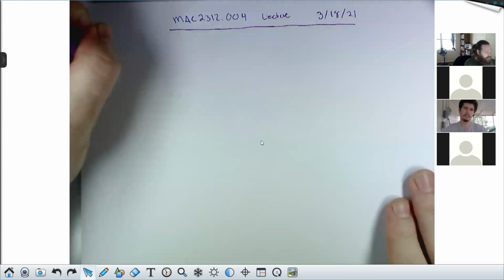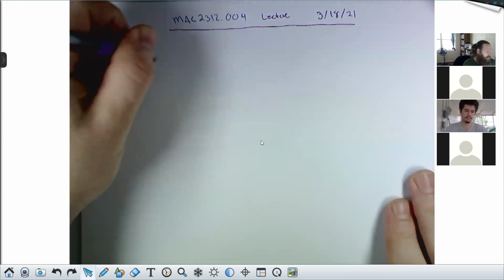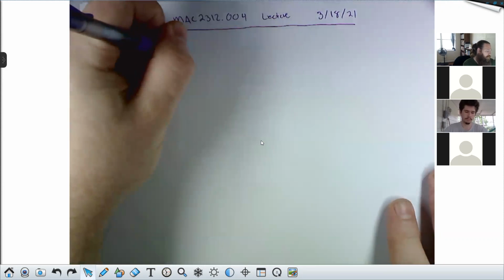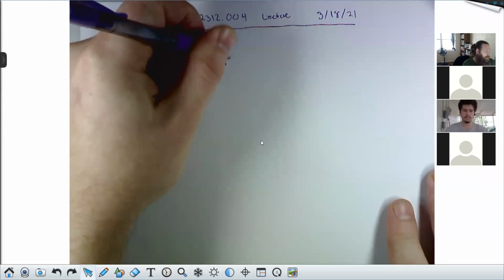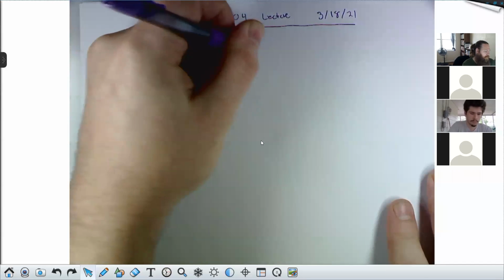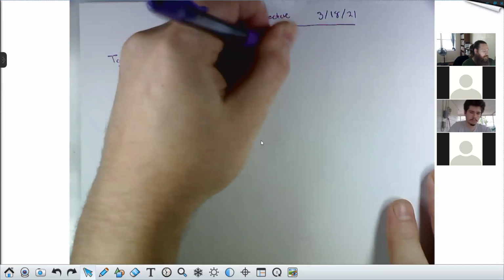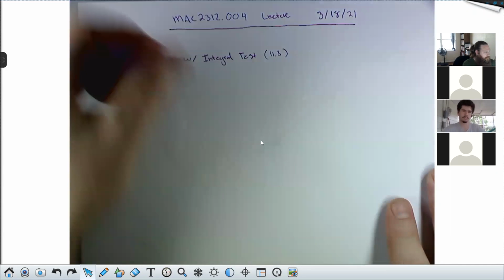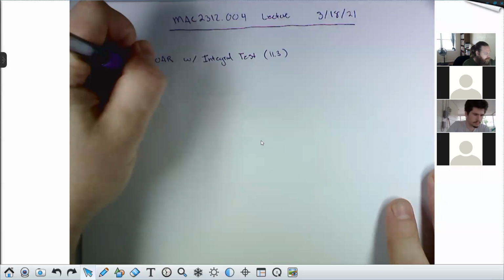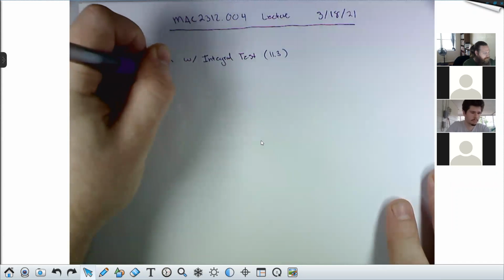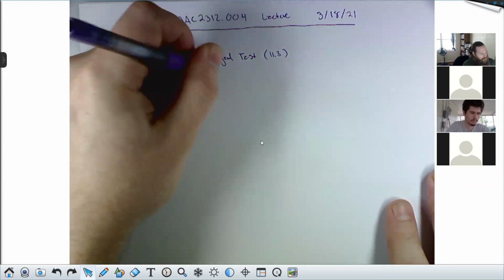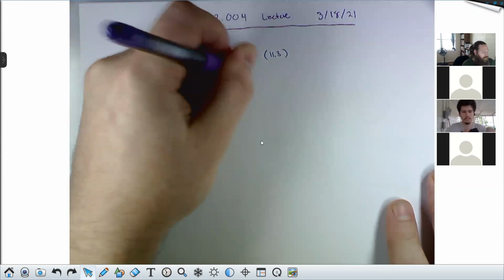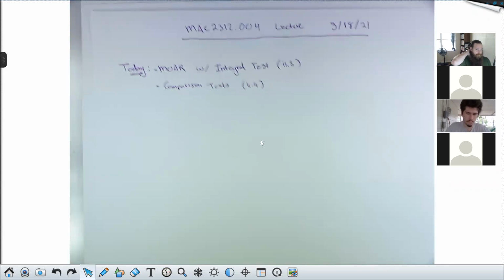Today, we're going to do a little more with the integral test. And this was section 11.3. The main lecture on that was the last one. And then we're also going to talk about comparison tests. This is section 11.4. Of course, all of this is stuff for infinite series.